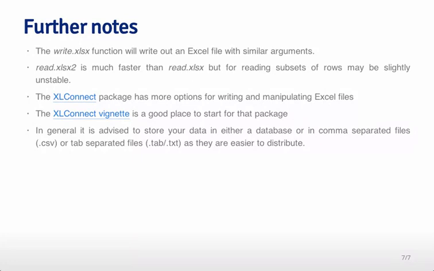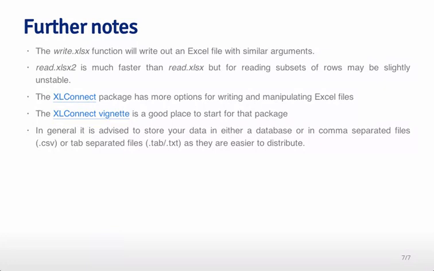XLConnect, as I mentioned, is a lot more flexible for reading, writing, and manipulating Excel files. So if you really need to do a lot of serious processing in Excel files, I found that XLConnect might be a little bit better. If you're going to be doing that, the XLConnect vignette is a really great place to start. It has a lot of information about how you can do all sorts of different things, how you can manipulate and create files directly from R.